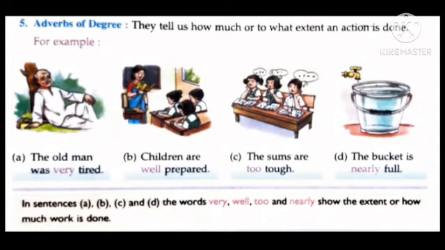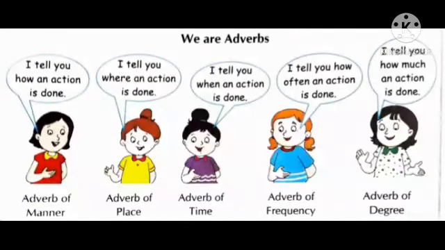The sums are too tough. Here we can see the sums are tough, but the sums are too tough. Too shows adverbs of degree. The bucket is nearly full. The bucket is full, but to what extent is the bucket full? It is nearly full. In these sentences, very, well, too, nearly, all these words show the extent or how much work is done. Is it clear? These are called adverbs of degree. Children are quite smart.